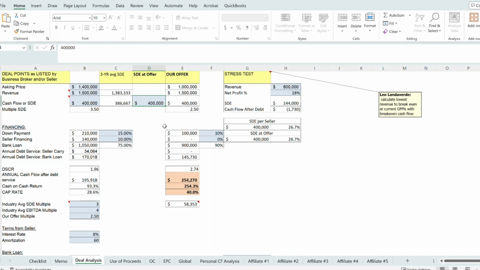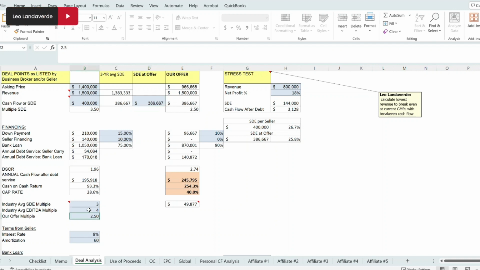So say we wanted to go for the 3-year average, then if you want to offer 2.5 times 386, that gives you 966. Now, the seller discretionary earnings at offer is what you think you're willing to pay. What do you believe, per your research, the SDE is worth at offer? So you have two levers: your offer multiple and the SDE at offer.